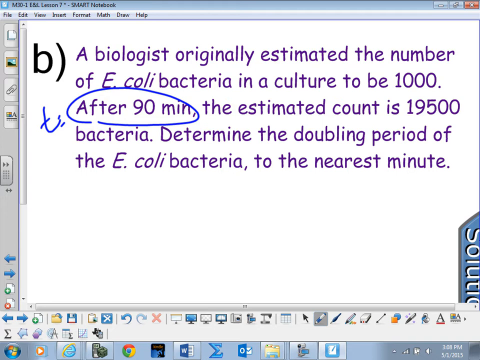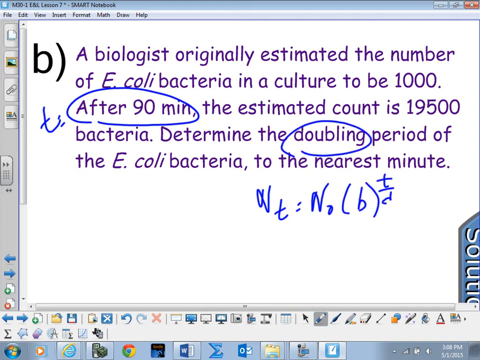So the originally estimated number was 1,000. After 90 minutes, the count is 19,500. So it's increased a lot after 90 minutes. So NT, there's a keyword for your base. We're looking for the doubling period. So we're looking for the denominator, the doubling period. 90 minutes is the time elapsed. So the unit we're working with here is minutes. And we're given NT and NO.